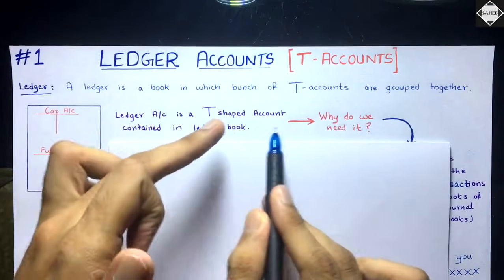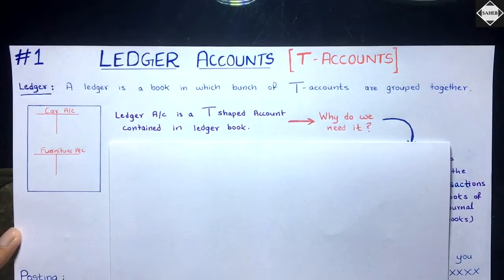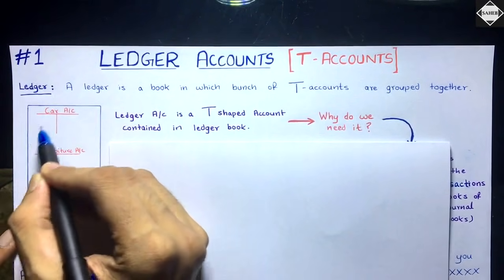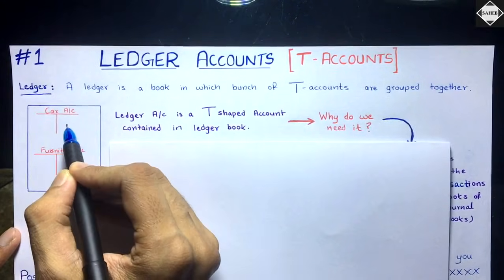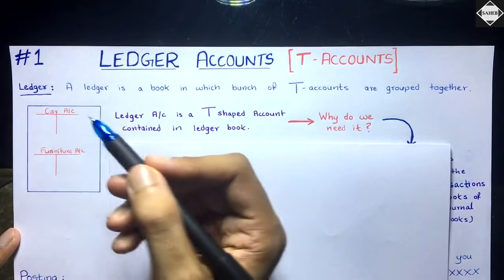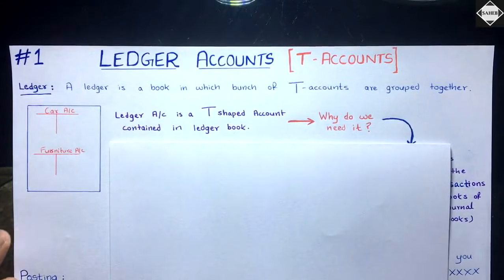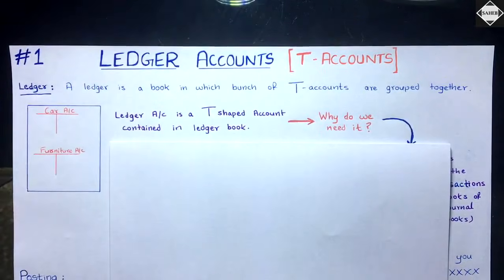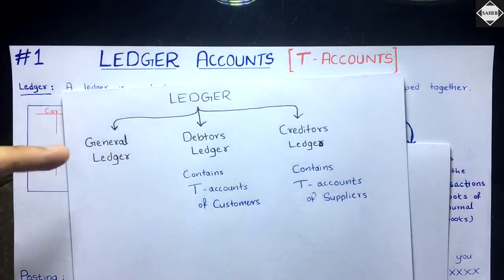Ledger account is a T-shaped account that is contained in the ledger book. The left hand side of that T account always will represent the debit side, and the right hand side will represent the credit side. Is that okay? So now there are three different types of ledger book. See here, you have general ledger, debtors ledger, and creditors ledger.